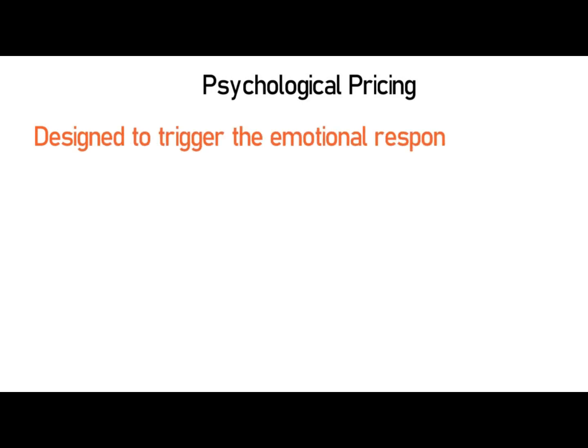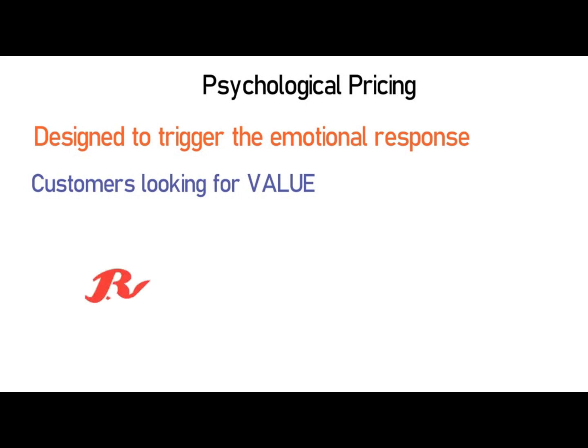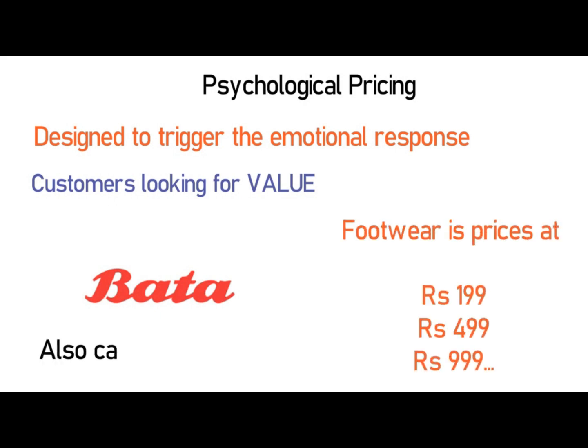So the fifth type of pricing strategy is called as psychological pricing. It is the pricing tactic that is designed to appeal to the customers who use emotional response rather than rational response to the pricing message. This pricing strategy is used to attract the customers who are looking for value. For example, Bata and Kadims use the strategy usually pricing the shoes or slippers at Rs 199, 499 or 999. Psychological pricing strategy is also called as charm pricing.